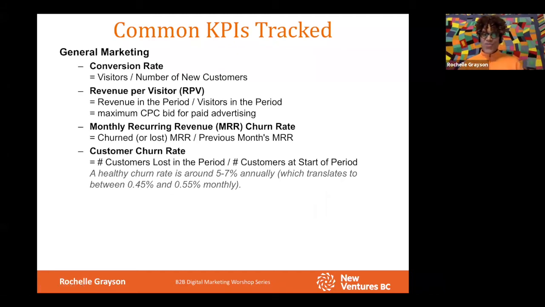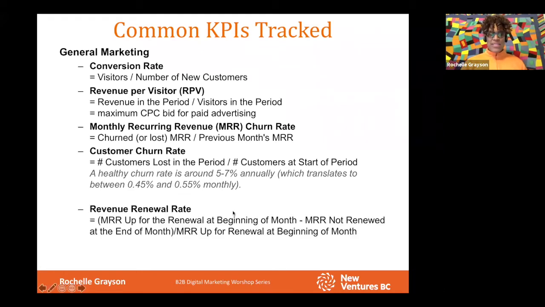As I say, a healthy churn rate is around 5 to 7% annually, which translates to between 0.45% and 0.55% monthly. Those are just general figures, but obviously lower is better. But I did want to provide you with some benchmarks so you have a sense of that.